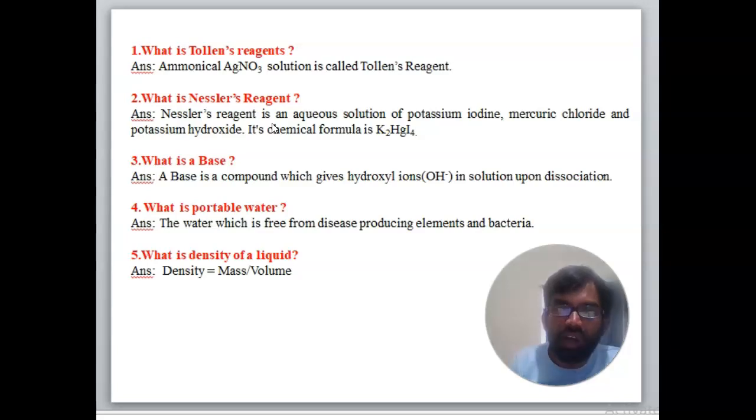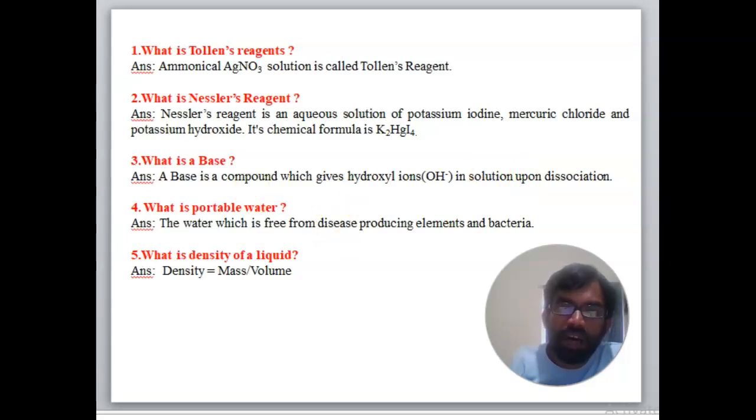The third question is a very simple question. They will ask some basic kind of questions. What is base? Mostly they will ask what is base, what is acid, what is salt, this kind of similar words. So now we will see what is base. A base is a compound which gives hydroxyl ion, that is OH minus, in solution upon dissociation. That is called a base.